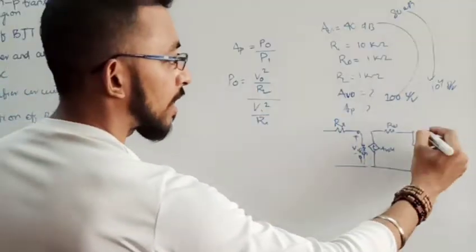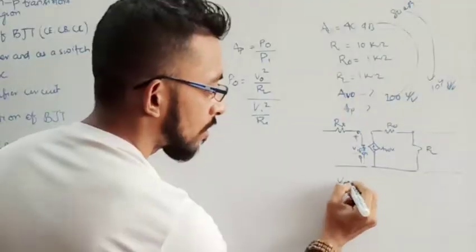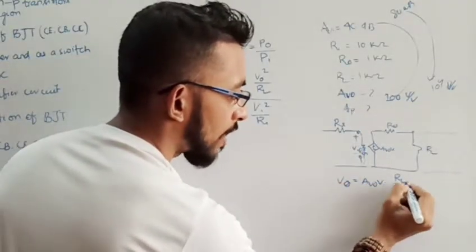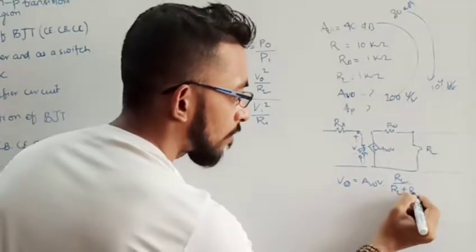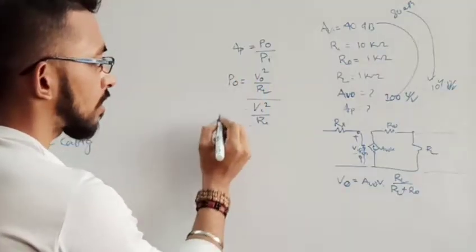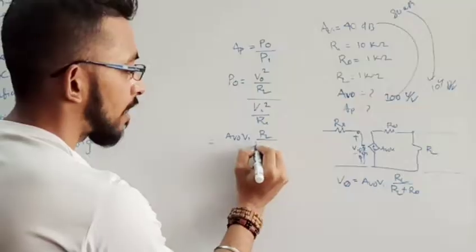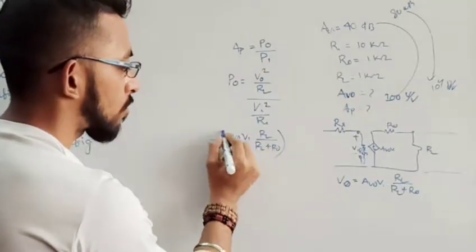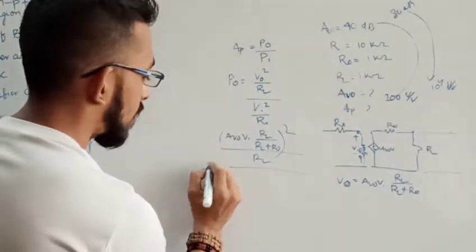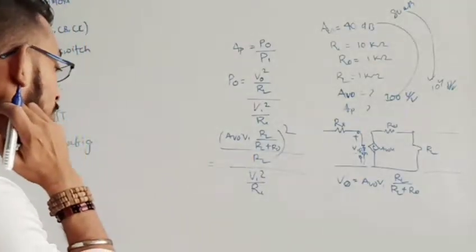From here you say what is my V output? My V output is nothing but the voltage divider rule applied over here. So V output is nothing but AV naught Vi multiplied by RL divided by RL plus R output. Okay, so you will put over here the V out square, which is nothing but AV naught Vi RL upon RL plus R naught whole square divided by RL, whole divided by V input square upon R input.